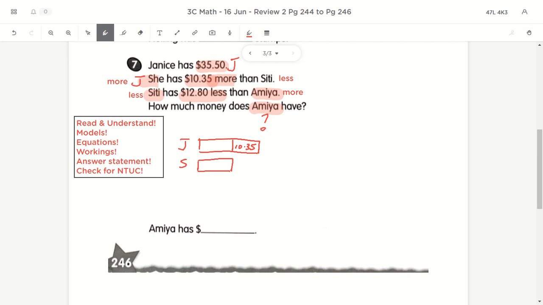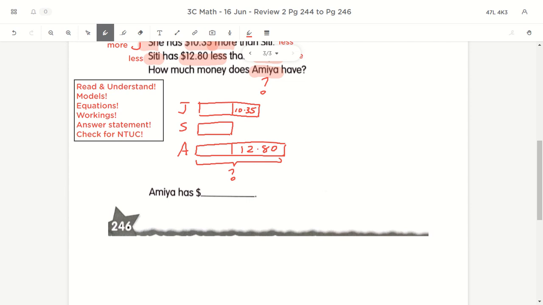Now we go to the third sentence. Siti has $12.80 less than Amia. Siti has less, Amia has more, so Amia must be longer. Again, this part that I cut is Siti. So Siti has $12.80 less than Amia. Turn it the other way around, so Amia has $12.80 more than Siti. So this is actually $12.80. What you want to find is Amia. So this is the model you should look at. Let's start.